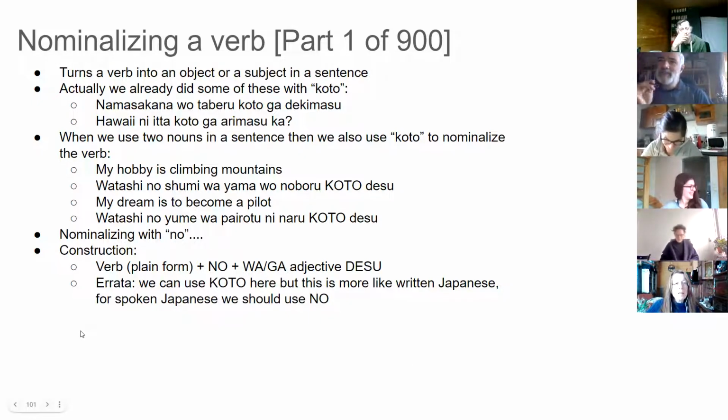Okay, so just to be completely clear though, we can use koto in this place of no, but this is more like written Japanese. So if we're writing this down, for writing in an email or just writing a project, then we use koto, but if we're saying it, we should use no.